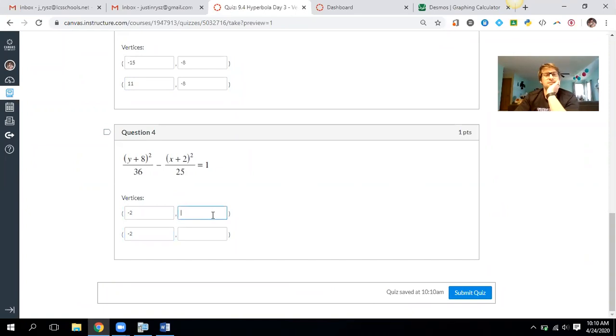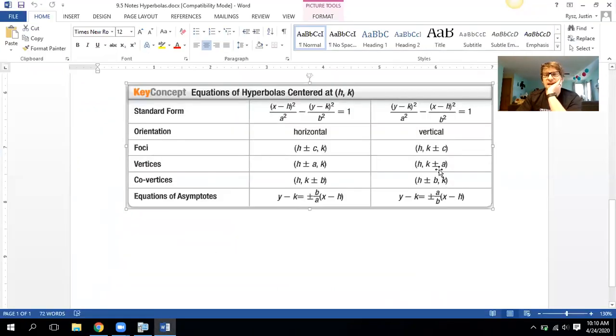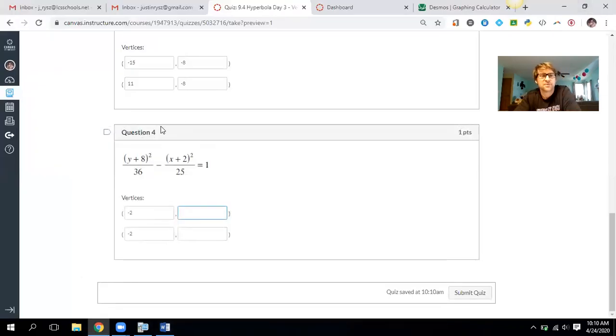And then the other number in the vertex, going back to the formula, is k plus or minus a. So we're going to take the k number, which is next to the y, and add and subtract the square root of the bottom number, the number underneath that. So we got negative 8 here, and then the square root of 36 is 6. So if we had negative 8 minus 6, that'd be a negative 14. And if we had a negative 8 plus 6, that'd be a negative 2.